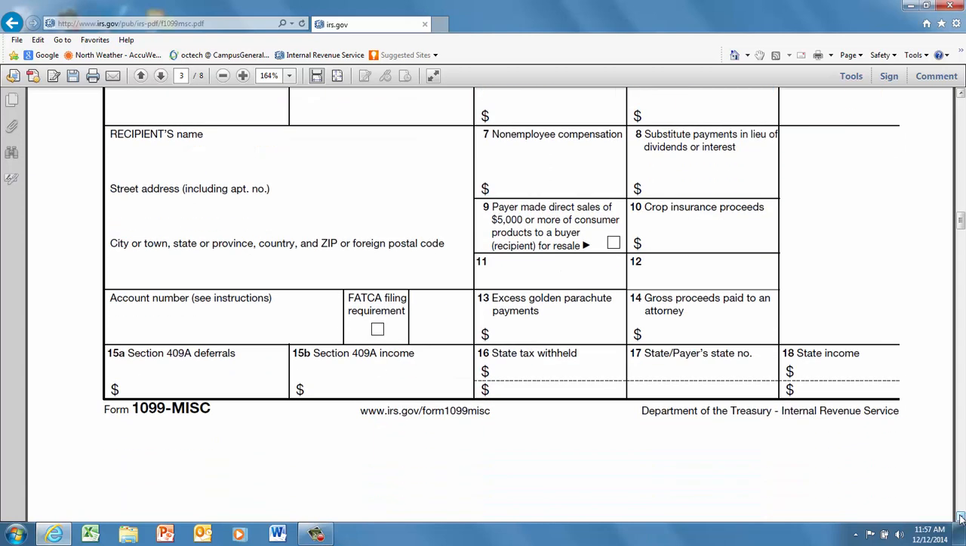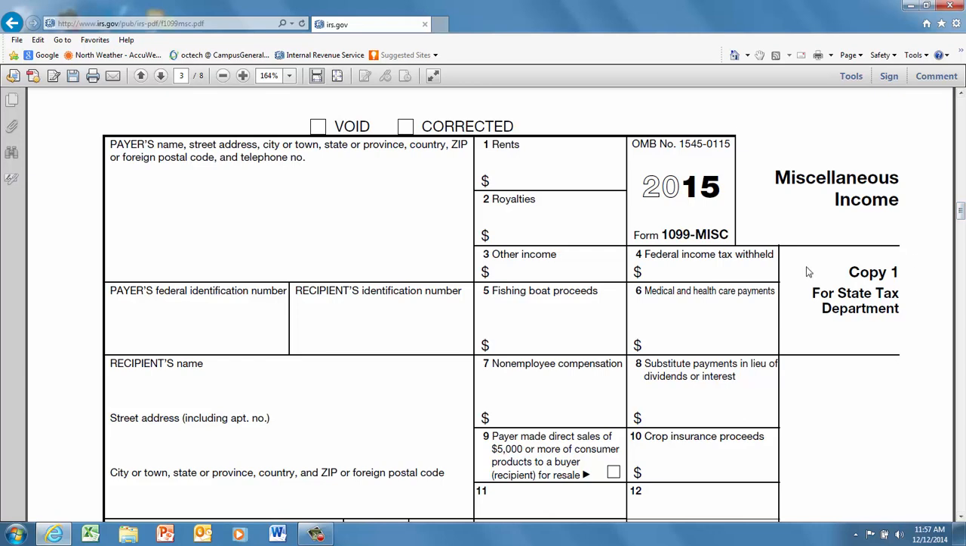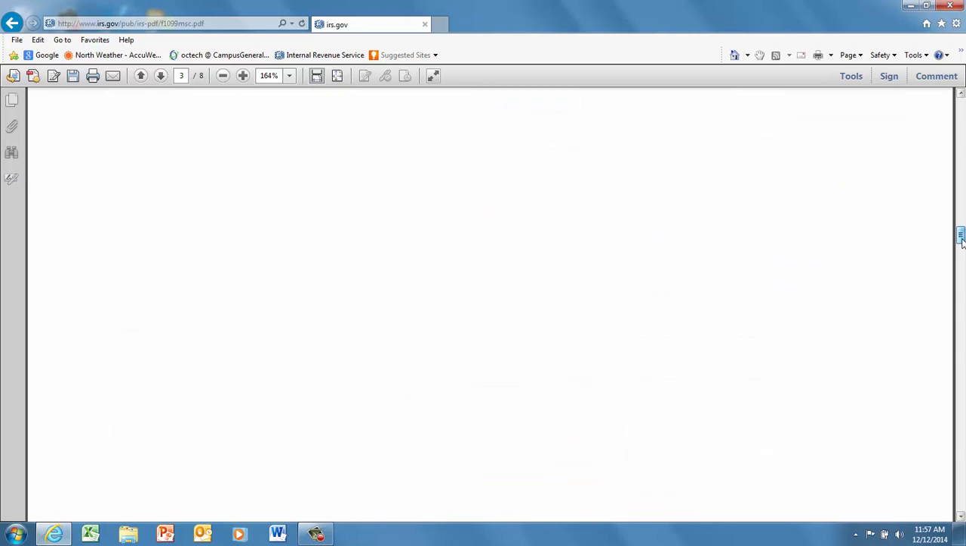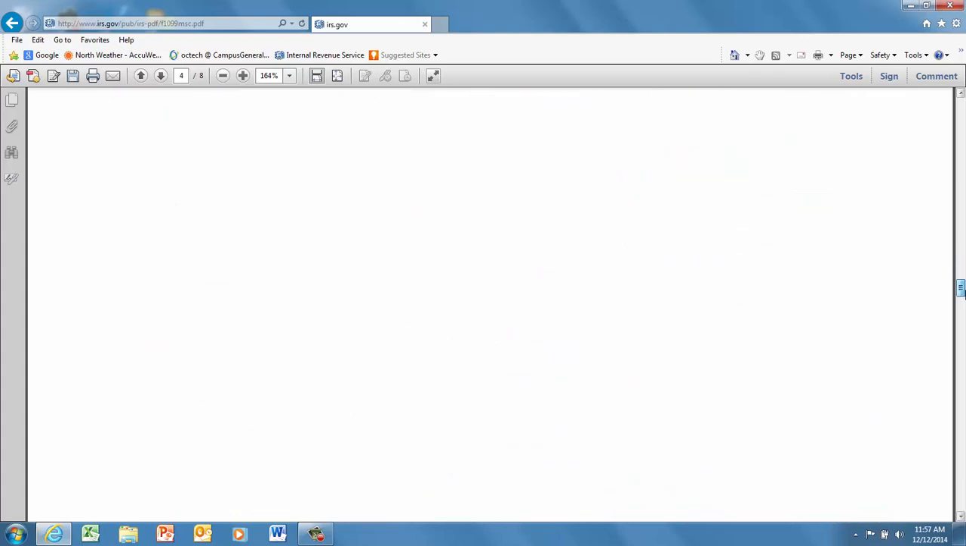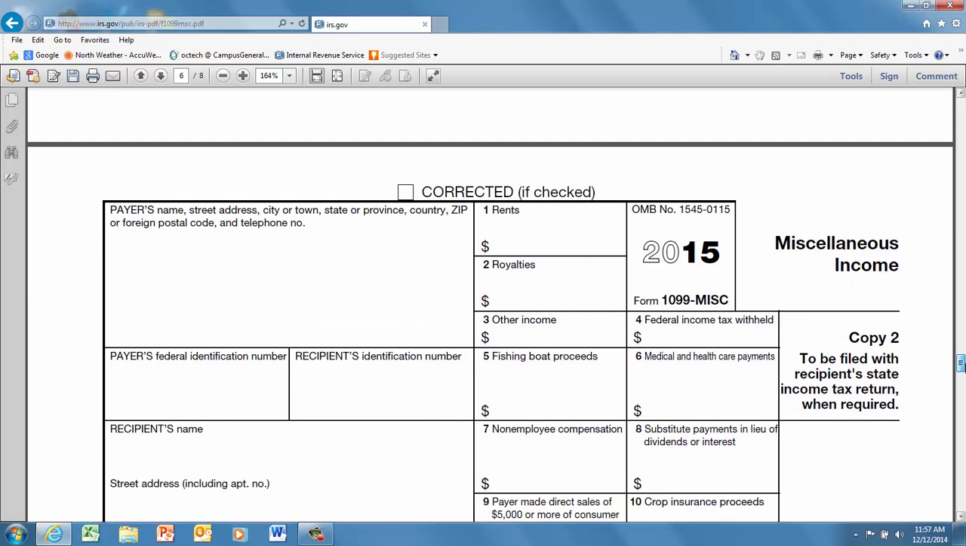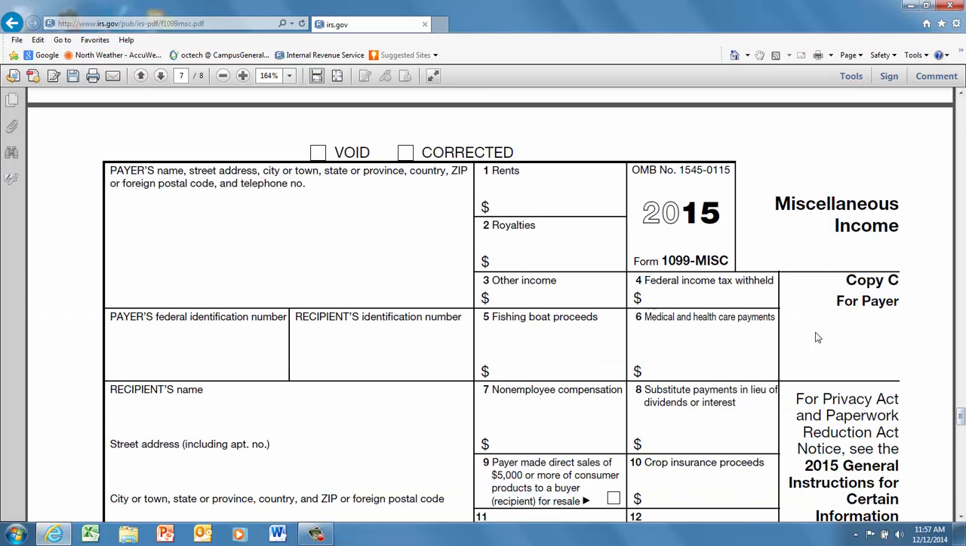And just like the W-2, there's various different copies. This is copy 1. Okay, there's copy B. That's what you give to the independent contractor. Copy 2, that's what you file with your state, and copy C is for the payer. That's us, the employer.